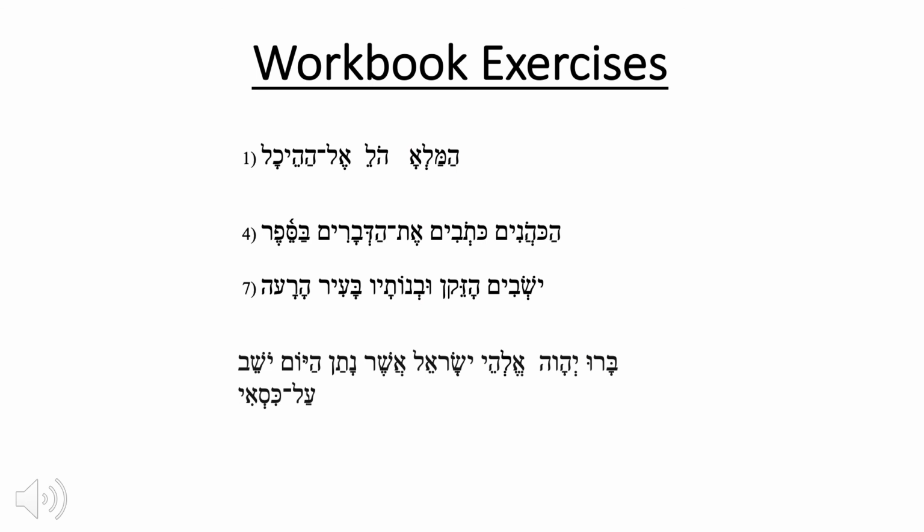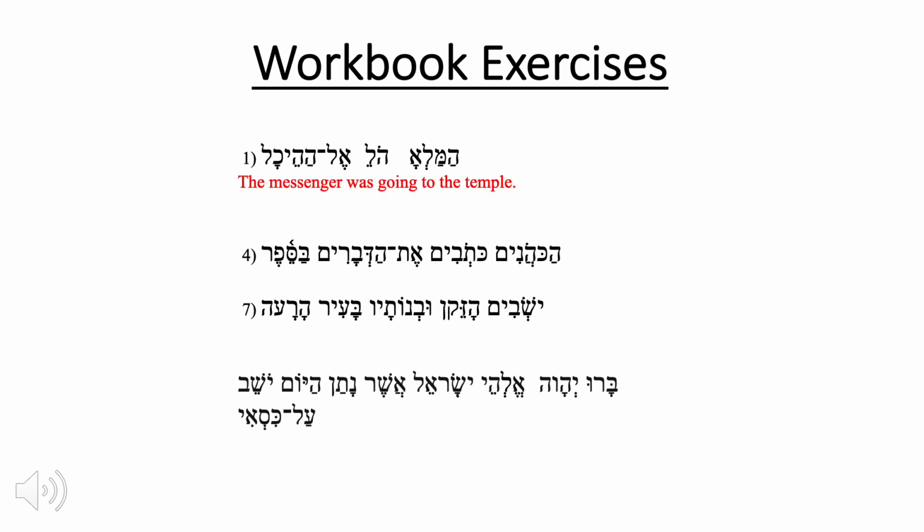Again, some simple translation. So how do we translate number 1? Number 1 has 2 words ending in a final kaf. The first word, the messenger, mal'ak, as well as the participle, holek. The messenger was going. And where was he going? He was going el hahekal, to the temple. What about number 4?